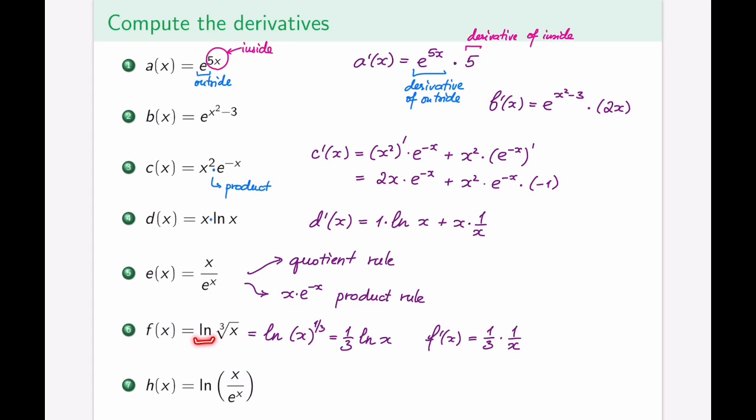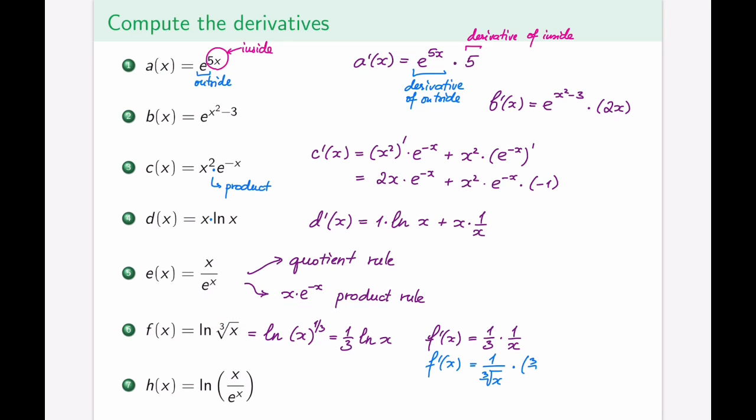Ln, the logarithmic function, is going to be my outside function, and cube root of x is going to be my inside function. So overall, if I was taking the derivative of this directly, I would have to first take the derivative of the outside function. The outside function is the logarithm. The derivative of a logarithm is 1 over whatever is on the inside. So 1 over cube root of x, followed by the derivative of the inside. So the derivative of the cube root of x.